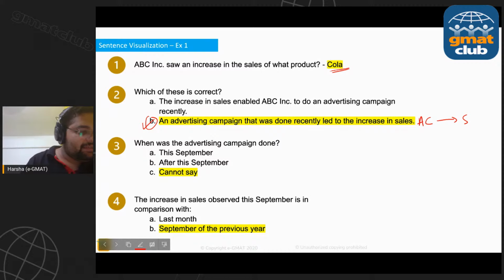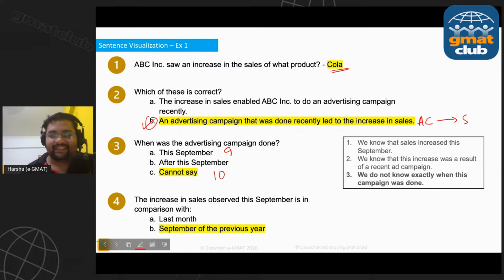Now this is a question where a lot of you went wrong. If I go back to the results, let me see. 9 of you chose September, 10 of you chose cannot say. And that's very interesting for me. So, what happened here? The correct answer is you cannot say. Why is that? All you know from the sentence is the sales increase is in September. Yes, you know that. Great.